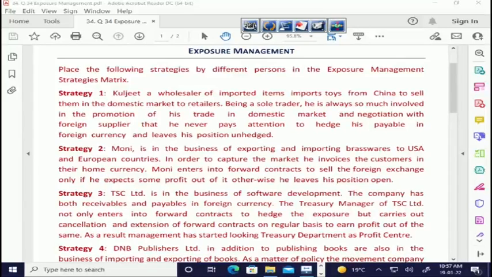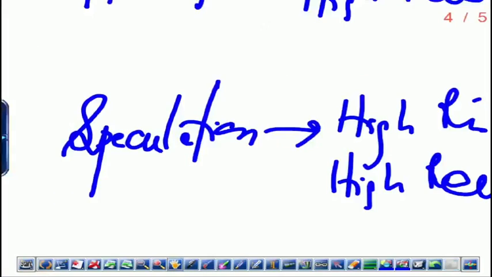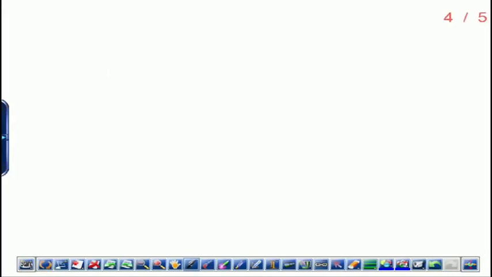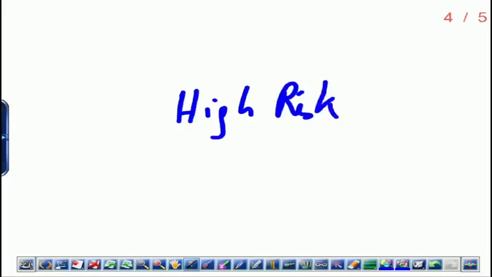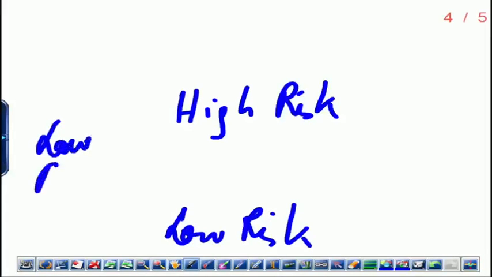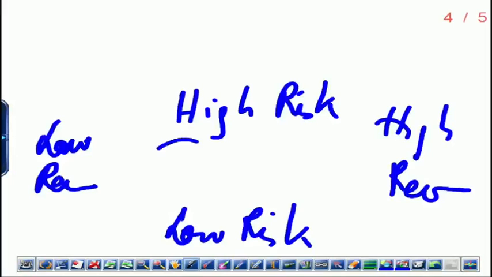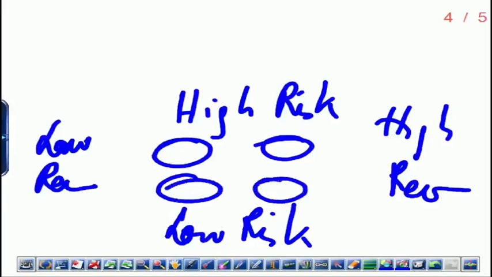Place the following strategy by different persons in the exposure management strategy matrix. The exposure management strategy matrix is a matrix of this type. High risk, low risk, low reward, high reward. Okay, and then you plot in these 4 boxes. Where does it fall? For example, this one is on the left, so low reward, but this is at the top, so high risk. Understood that way?